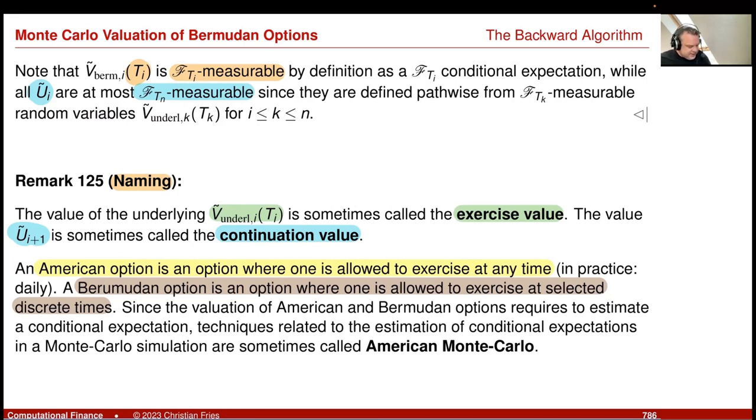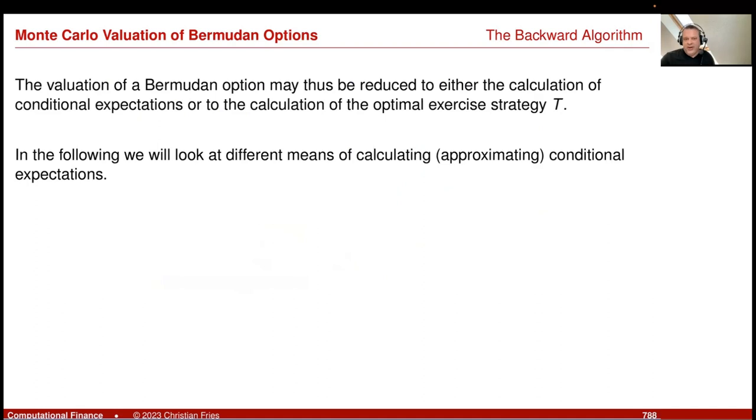And since conditional expectation is needed in the evaluation of Bermudan options, methods that approximate conditional expectations in a Monte Carlo simulation are sometimes called American Monte Carlo, because they are the techniques required to value American and Bermudan options. So the valuation of the Bermudan can be reduced to the calculation of conditional expectations.